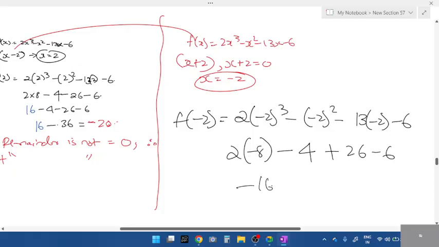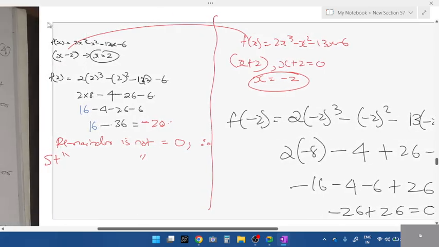Minus 2 into 8, 16, minus 4, minus 6, plus 26. Minus 16, minus 4, minus 26, plus 26. All of you got 0 for this? Okay, I didn't correct section B, students.